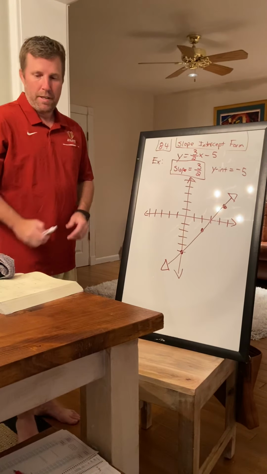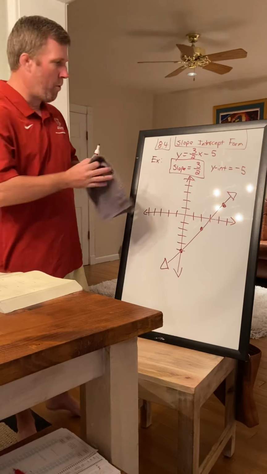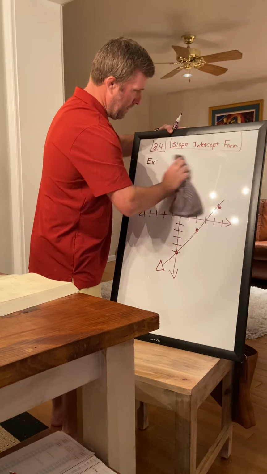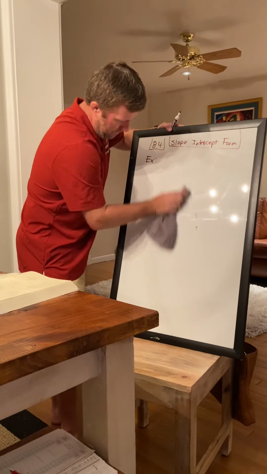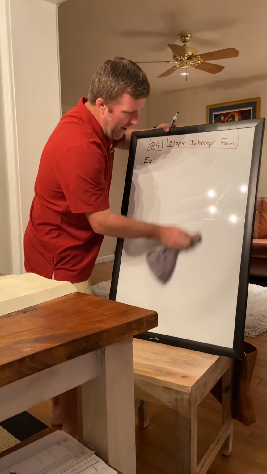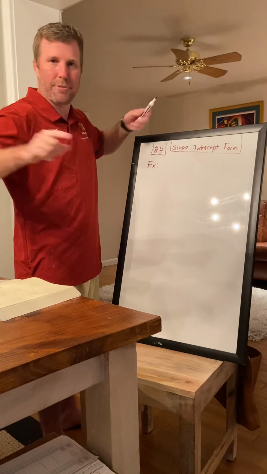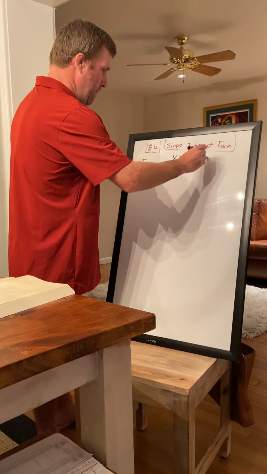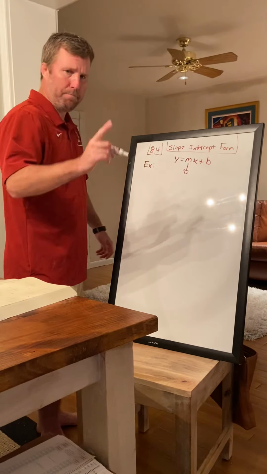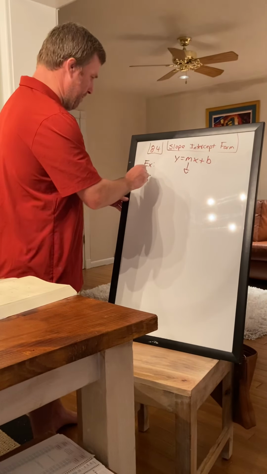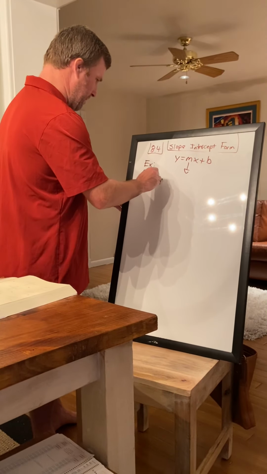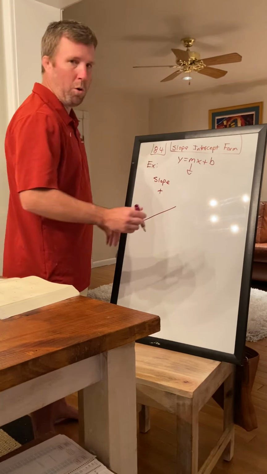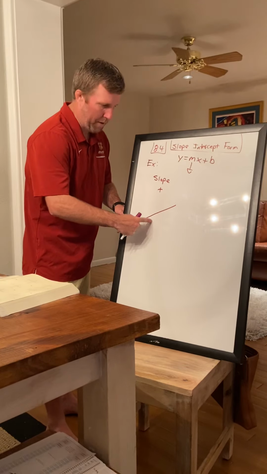Okay? Now, a couple other things to go over with slope. Now we know that m in y equals mx plus b stands for the slope. That m is your slope. If the slope is positive, the line will go up as you move from left to right.